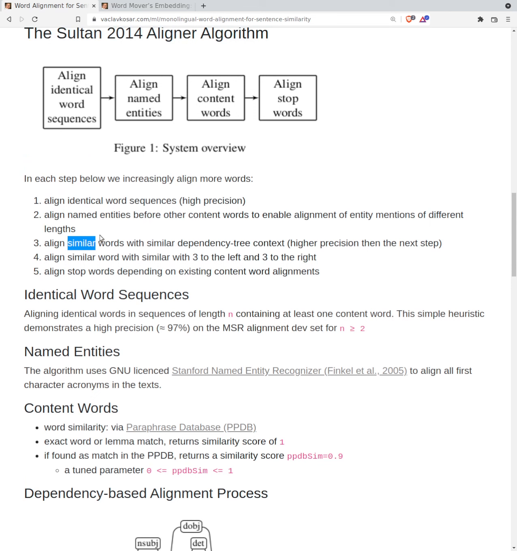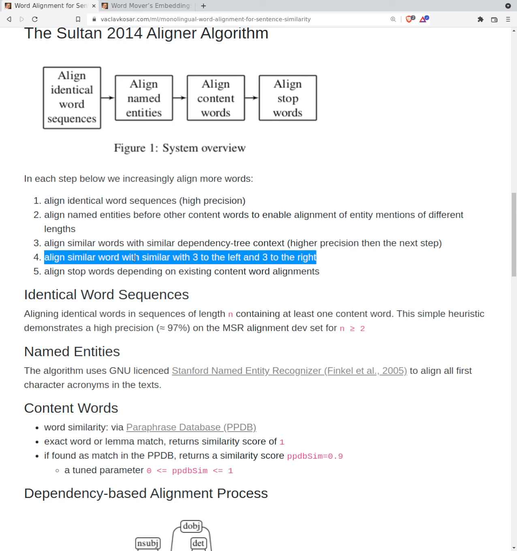Another step. The third step is that you align similar words with similar dependency tree context. This is done in that the similar words are, if they are in the database, dependency tree context is that you also try to match the dependency tree and the words in the dependency tree, and if it all sort of matches, then you greedily select the best matches, and then you align the similar.